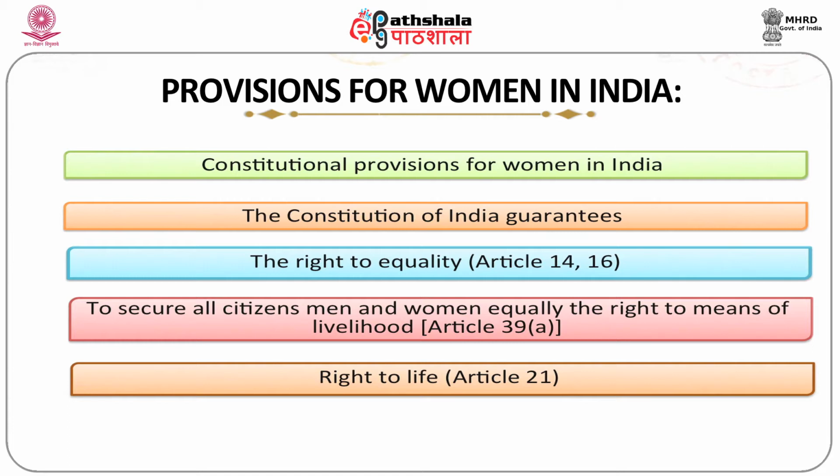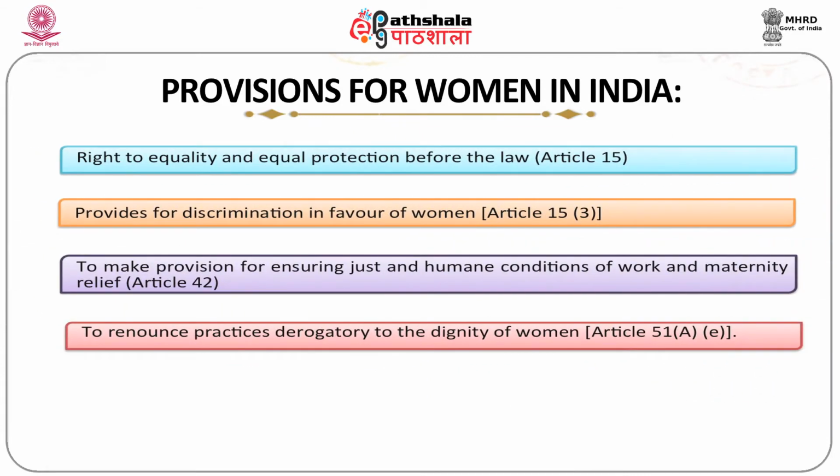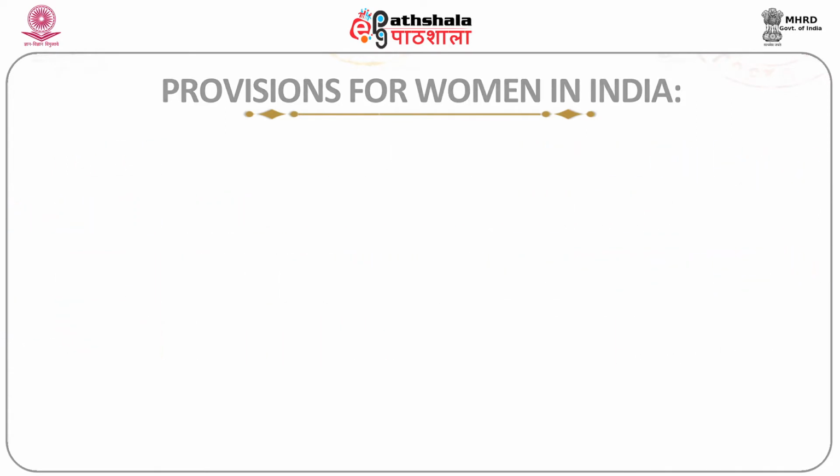We have also the right to life, which is part and parcel of Article 21. And also we have the right to equality, which is basically for equal protection before the law, and that came into existence through Article 15. And we also have the provision for discrimination in favor of women, and that is reflected through Article 15(3). Now, the basic idea is that these constitutional provisions are meant for bringing about a dignified life for women in general, which is spoken of in Article 51A(e) of the Indian Constitution.